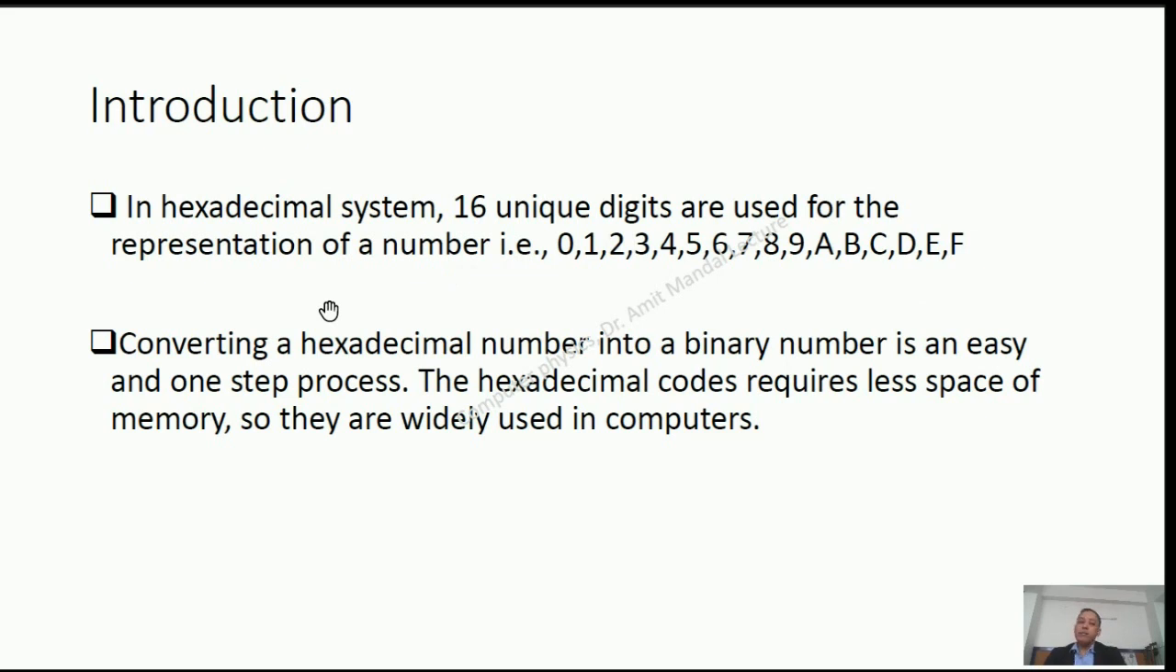Now, why is the hexadecimal system used? See, the conversion of hexadecimal to the binary number system is an easy, one-step process. So in one step only, we can convert hexadecimal to binary. So we require fewer components when we want to convert the binary system into hexadecimal, or the hexadecimal system to binary. This is one of the reasons it is used in computers. Similarly, hexadecimal codes require less space compared to binary or decimal. They require less memory. This is also one of the reasons that it is widely used in computer systems.